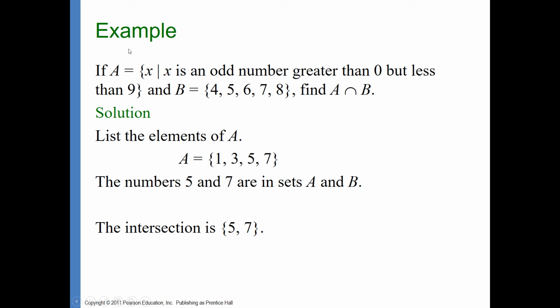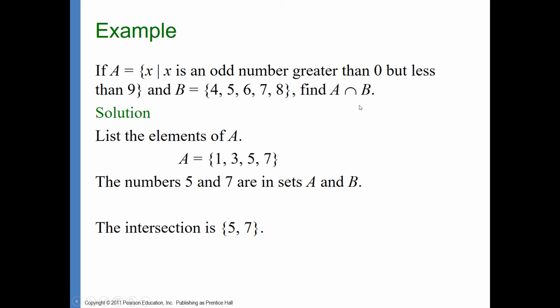Here we have two sets. Set A: x is an odd number greater than 0 but less than 9. So think about what that could be. You'll see it down here. Greater than 0 but less than 9, and it's an odd number, so that'd be 1, 3, 5, and 7. And we have set B, which is 4, 5, 6, 7, and 8.